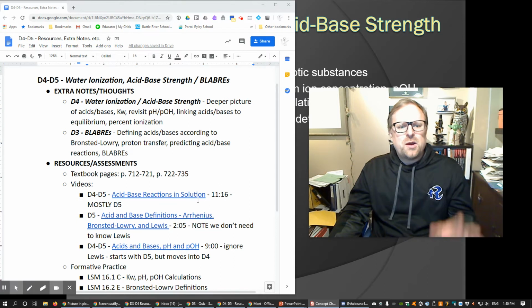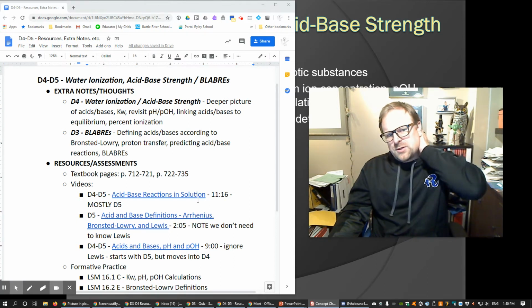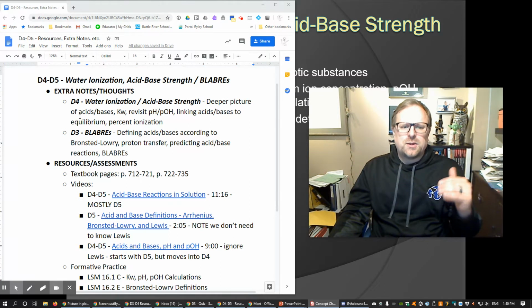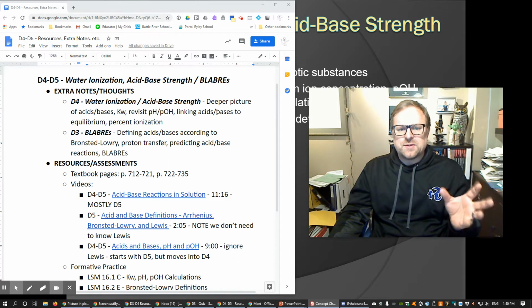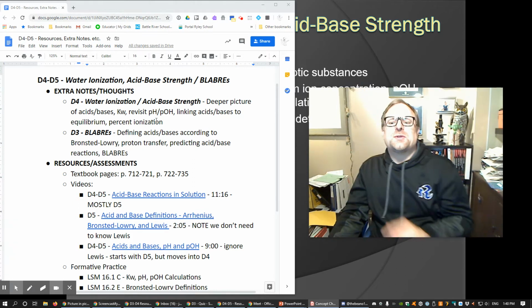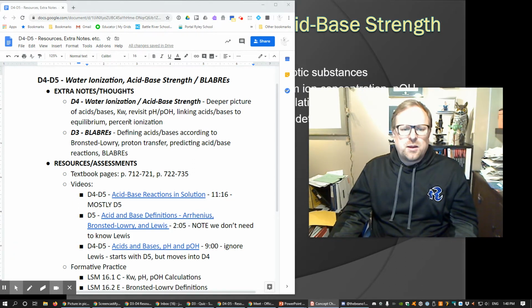So that is all I'm going to say about D4 and D5 in that intro. What I'm going to do now is talk about what we're going to be covering in concept D4. In D4, we're looking at water ionization and its constant. It's going to give us a deeper picture of acids and bases. Then we're going to revisit pH and pOH, and then link acids and bases to equilibrium and talk about something called percent ionization right at the end.